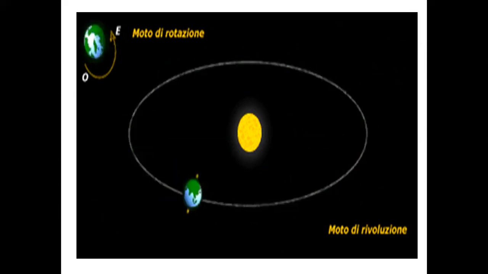When the Earth goes around the sun and completes its one round, it takes 365 days, which means 1 year.